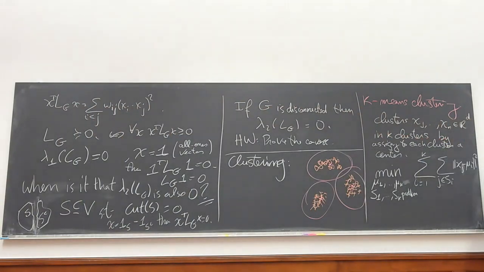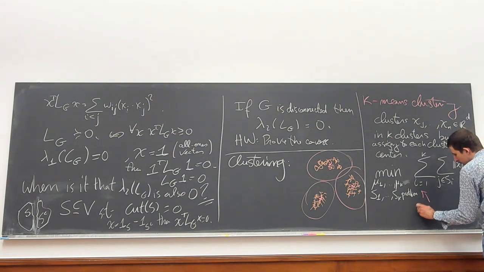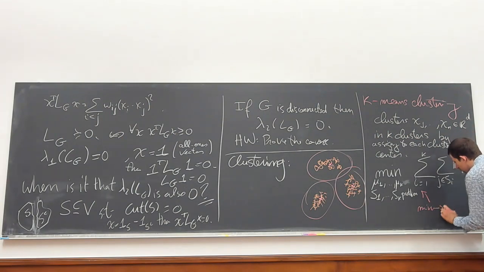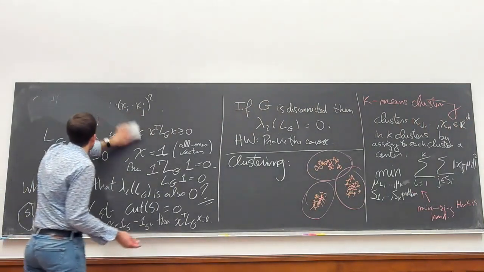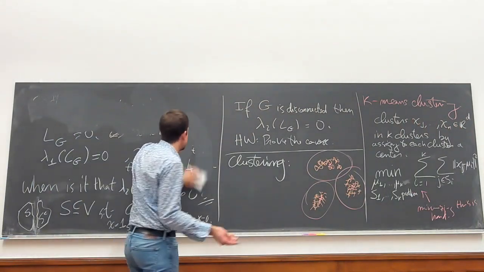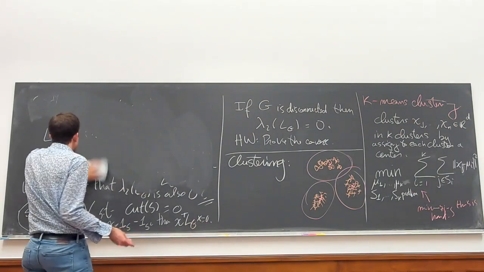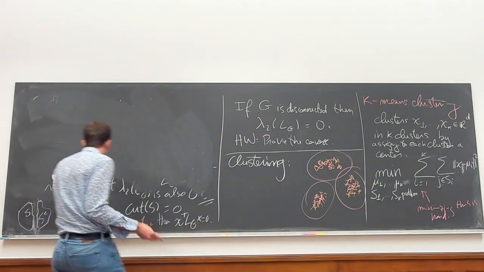Now the issue is that minimizing this is hard. Right? So minimizing this is hard. Now, there are algorithms to attempt to do it. And when people refer to k-means, oftentimes what they mean is the algorithm that's called Lloyd's algorithm. So Lloyd's algorithm is a very popular algorithm for k-means.